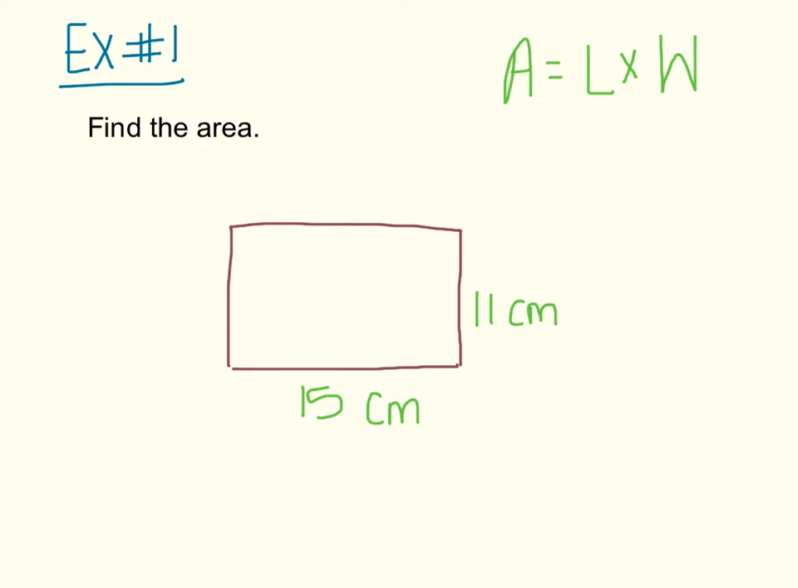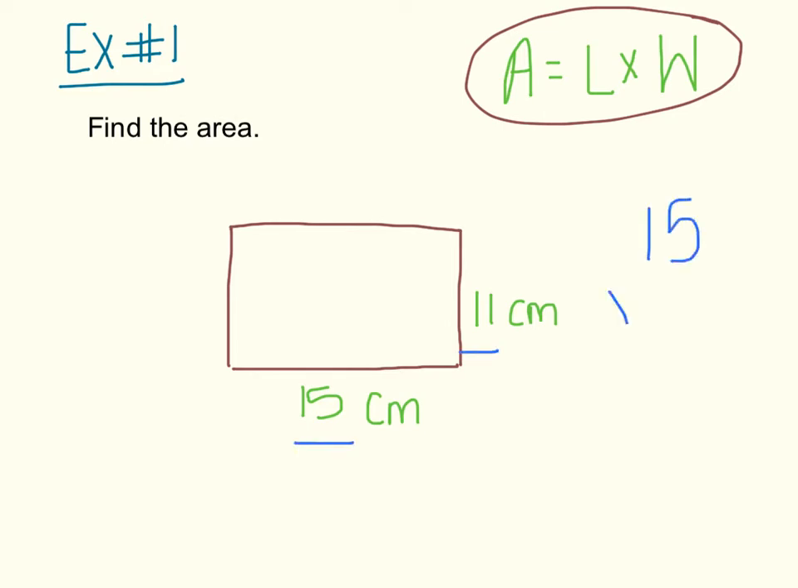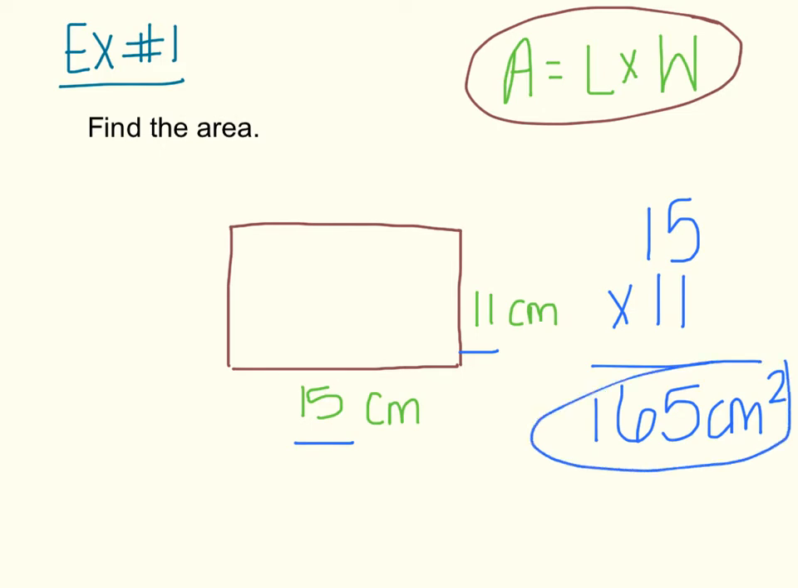Example 1, find the area. Here's our formula for finding area. A stands for area, L is length, and W is width. Length times width. So really, this one's pretty easy. We already have our length and our width, 15 and 11. And we just multiply. So with perimeter we were adding, with area we multiply length times width. So we get 165 centimeters squared, since we're multiplying. So that is our area.